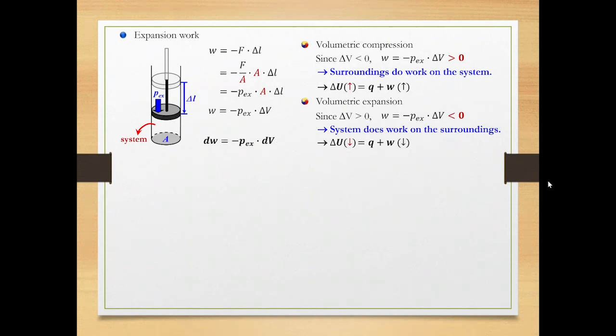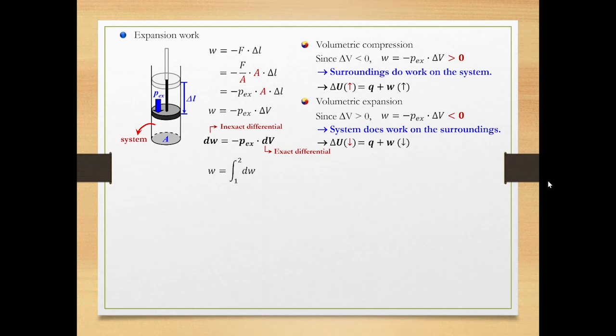For the infinitesimal volumetric change, it can be written dW equals negative P external times dV. Take note that the differential of a state function like volume is exact because it is path independent, but the differential of a path function like work is inexact because it is path dependent.